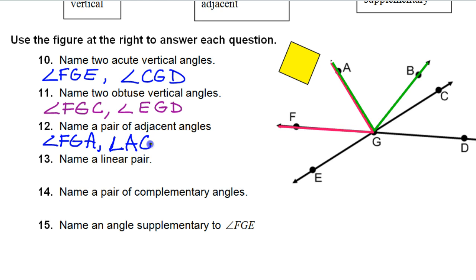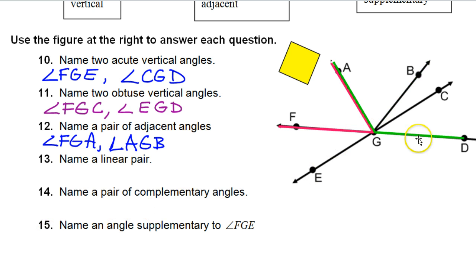Angle AGB. These are adjacent angles. The important thing is that they share a side. In this case, side AG, right? They share side AG. Anyway, moving on. Name a linear pair.